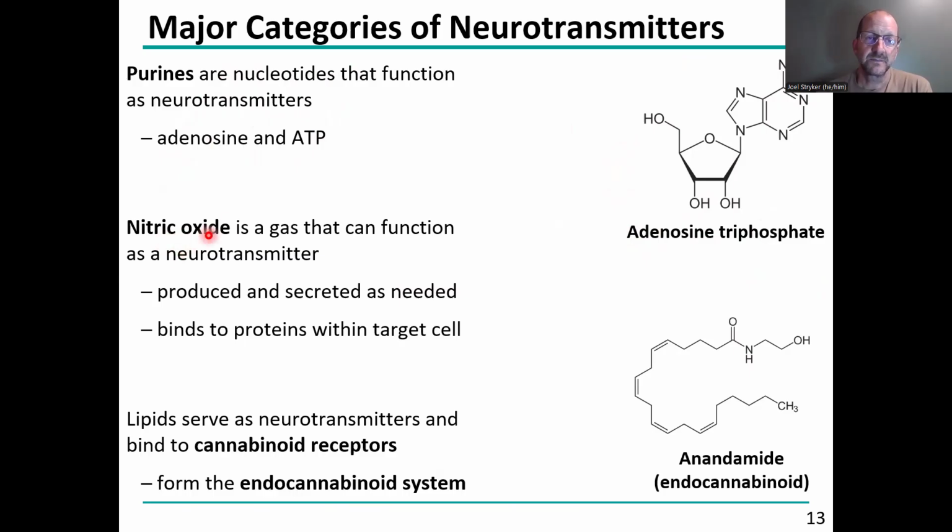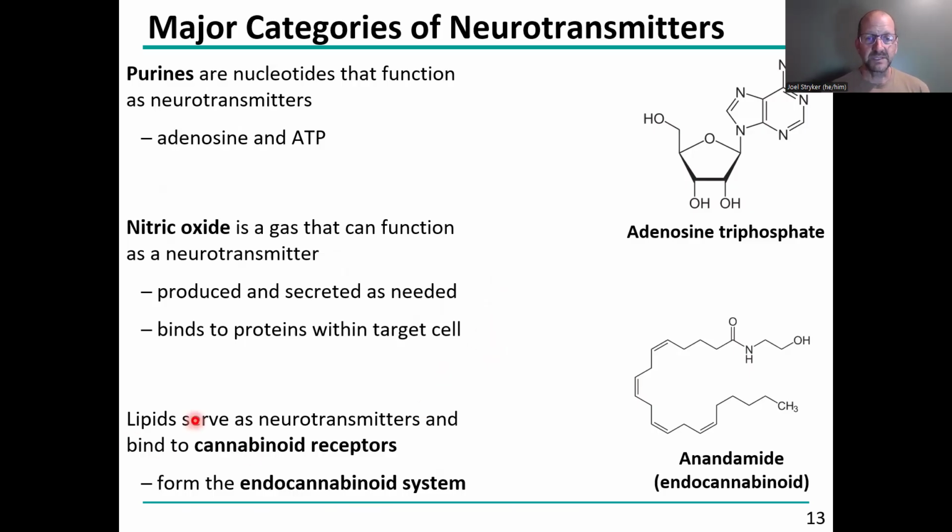Nitric oxide is a gas that can function as a neurotransmitter. It gets produced and secreted as needed because it's a gas. It can just float through, basically, the cell membrane. So it just goes across the gap, just diffuses across the membranes of both cells. It's a very small molecule, can diffuse pretty quickly. And so it just will cross and bind to proteins within the target cell. So it actually is getting made as it's used or needed, as opposed to the other ones, which are pre-made and packaged in those vesicles and waiting.